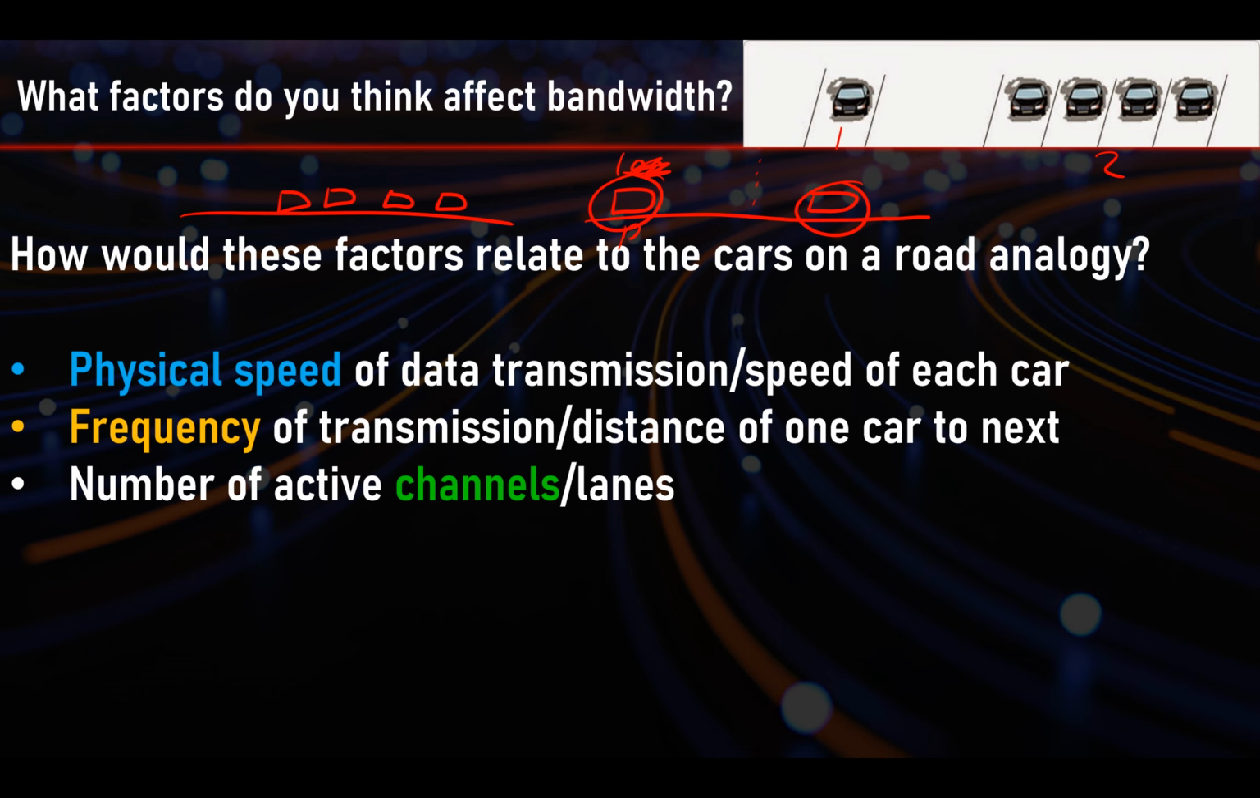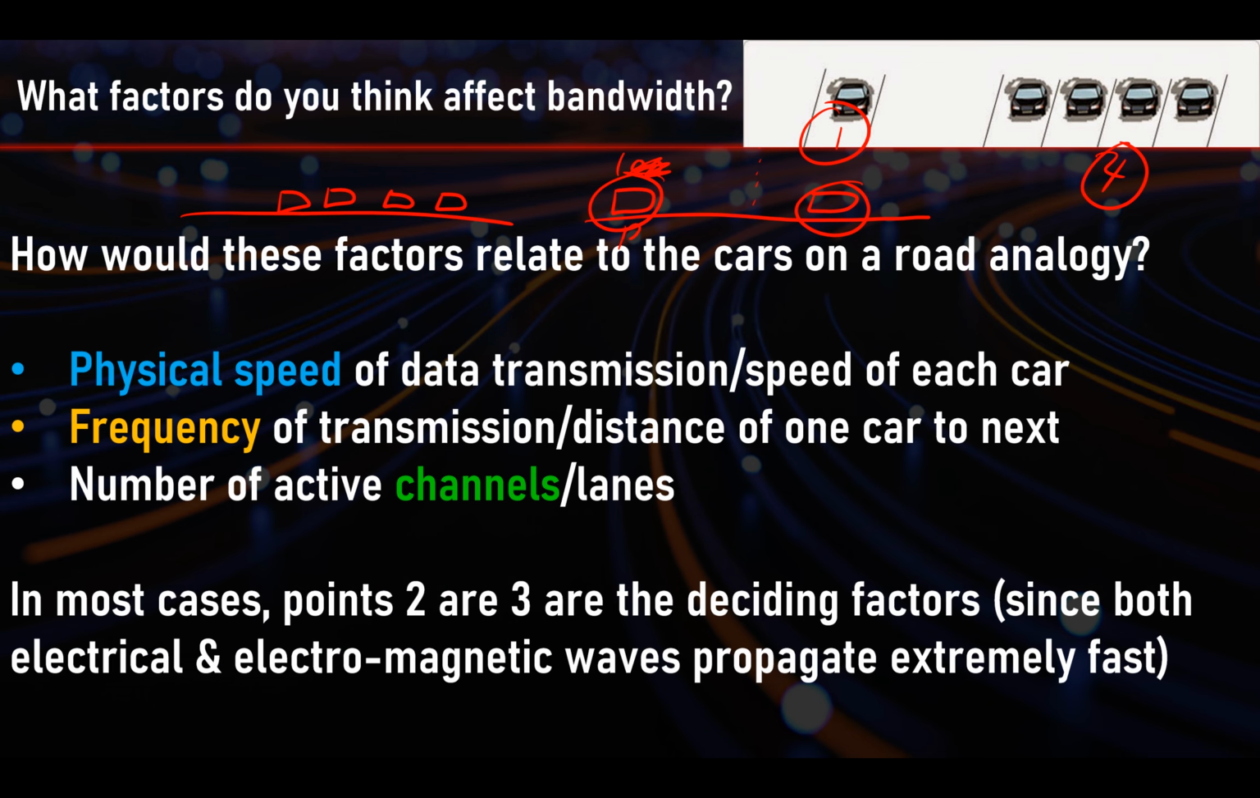You can also think of the number of active channels, and if you're thinking of the car analogy, that's just the number of lanes. In this example we've got 1 lane, and here we've got 4 lanes. Therefore, if they're going at the same speed, if the frequency is the same, that's going to be sending 4 times as much data.